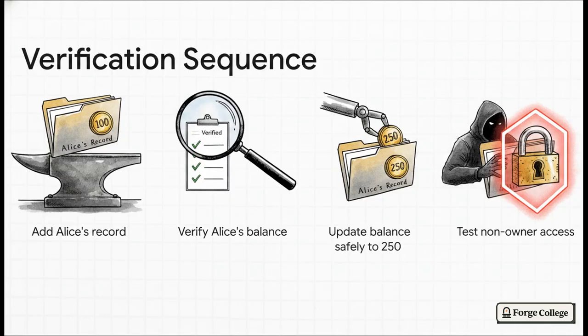Third, we use our storage pointer to update her balance safely to 250. We check it again, and boom, only the balance changed to 250. Her name and active status perfectly pristine. And finally, we absolutely must test non-owner access. So we switch our local account and try to maliciously touch Alice's balance.